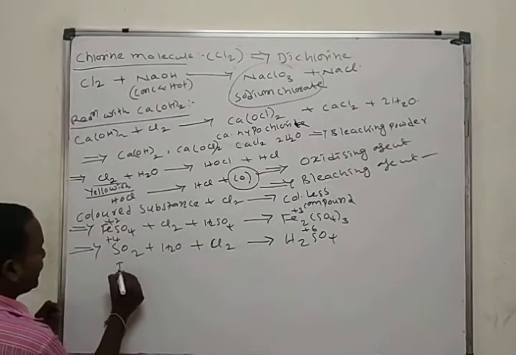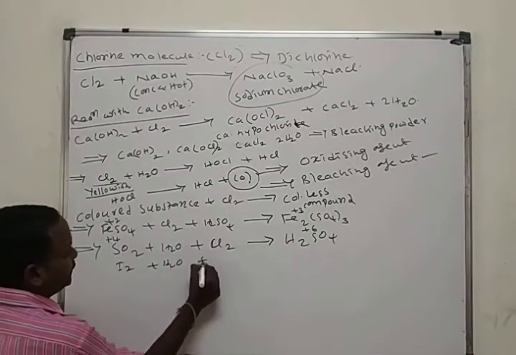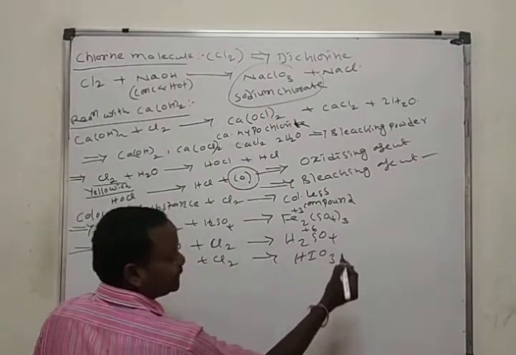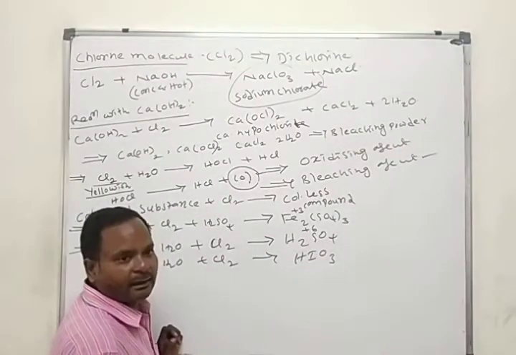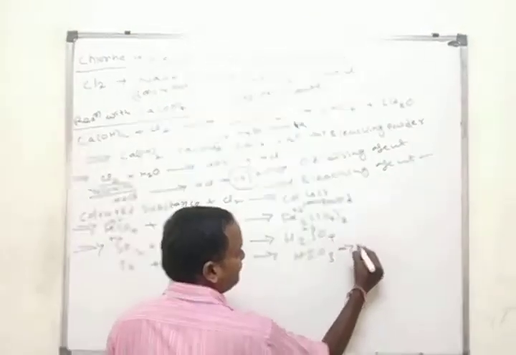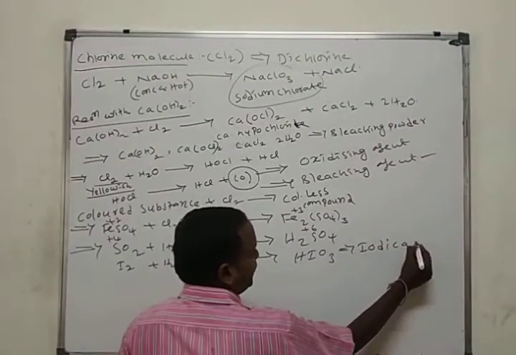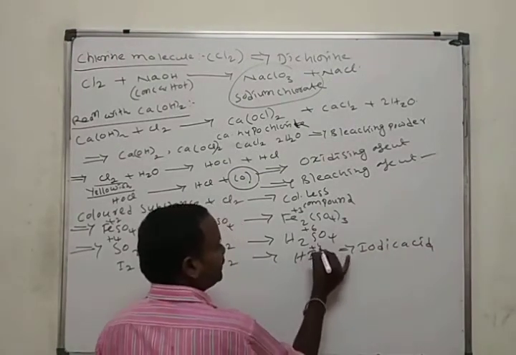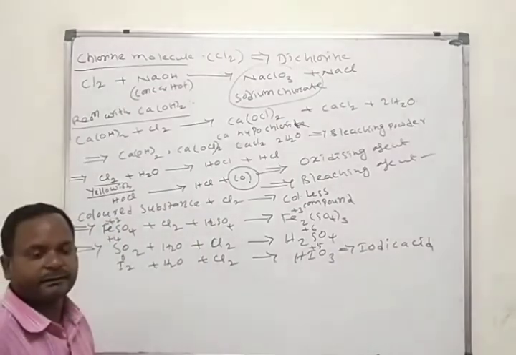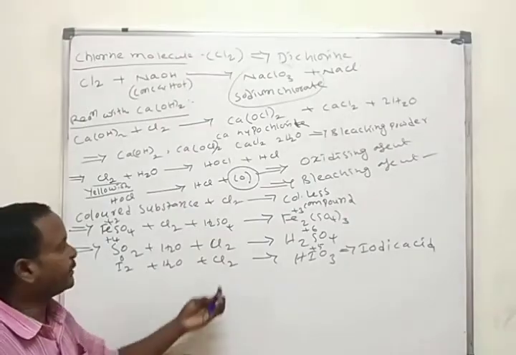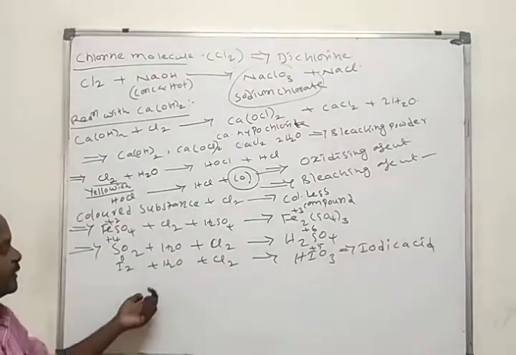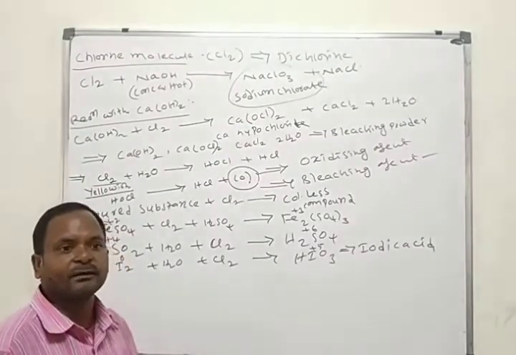Here iodine in the presence of water and chlorine forms iodic acid, HIO3, like HClO3. HClO3 we call chloric acid, HIO3 we call iodic acid. Here the oxidation number of iodine is +5, and here the oxidation number of iodine is 0. These are all important oxidizing properties of chlorine.